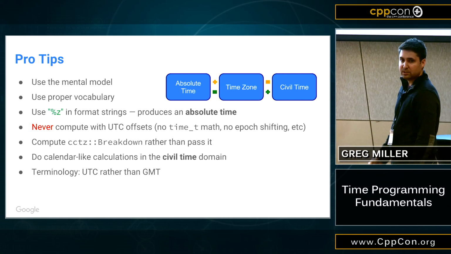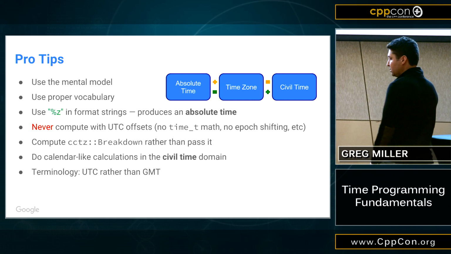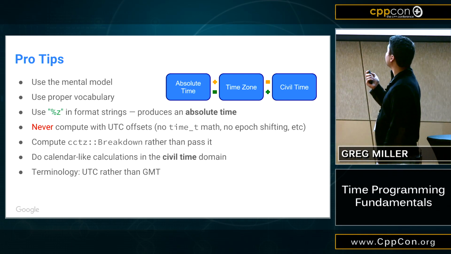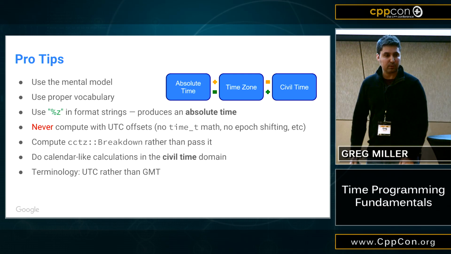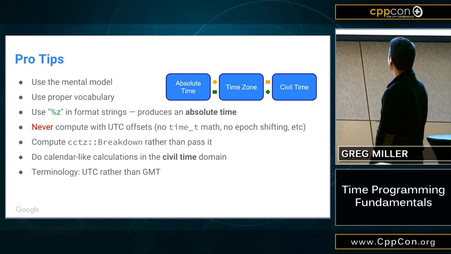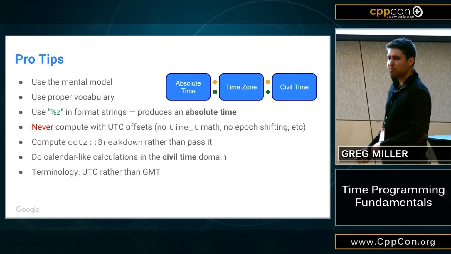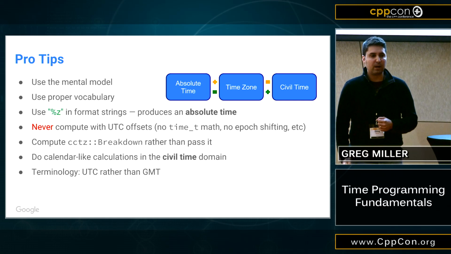Never compute with UTC offsets. There's no need for you to do that. It's never necessary. Don't do arithmetic with time_t's unless you're implementing a time zone library. I would say that's probably the only exception. For this breakdown, the CCTZ breakdown, compute it when you need it. Don't really pass it around.